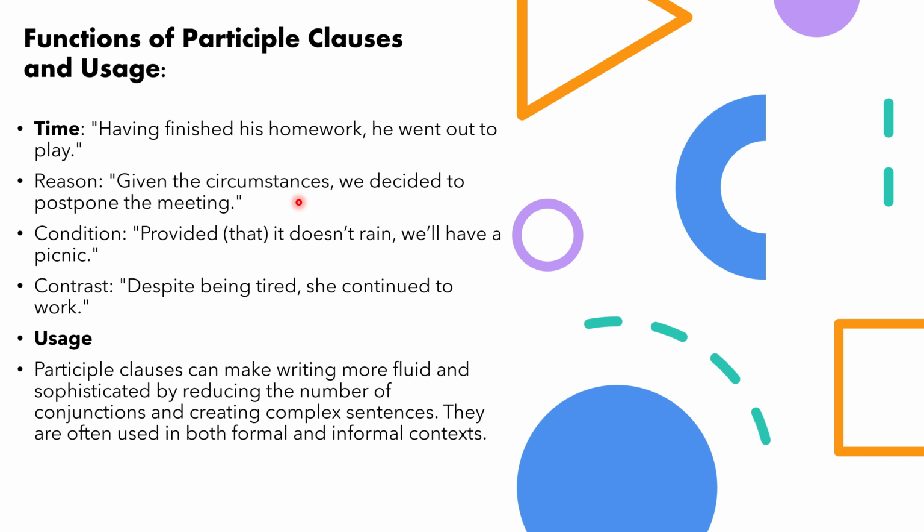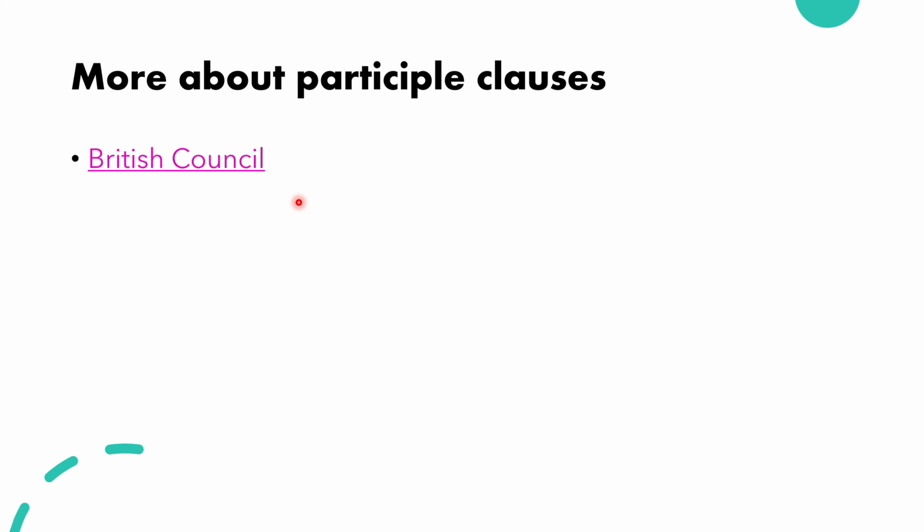So as you see, it makes your sentence more fluid and sophisticated. It reduces the number of conjunctions. It creates a complex sentence. It makes your sentence more concise, and people use it not only in formal writing but also in informal contexts. So I hope you try to perfect the use of this one.